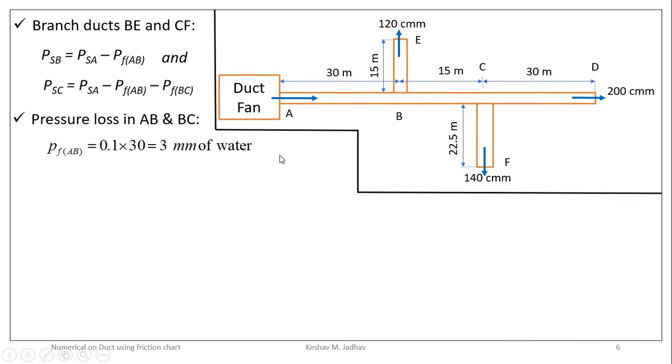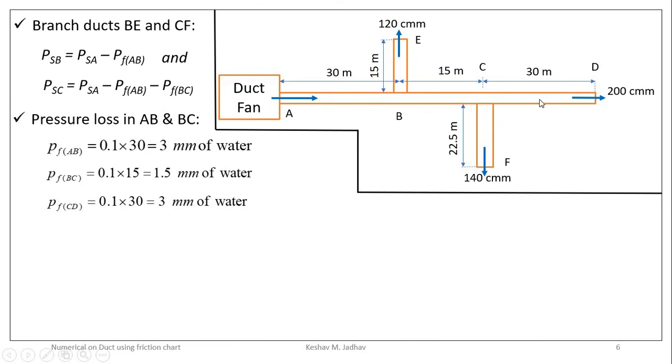So to calculate pressure loss due to the friction in section AB, we have pressure loss per meter length of duct into length of that duct. Length of this duct AB is equal to 30 meter and frictional pressure loss per unit length is equal to 0.1 mm of water. So pressure loss due to the friction in section AB is equal to 0.1 into 30, which is equal to 3 mm of water. Similarly, pressure loss due to the friction in section BC is equal to 0.1 into length of that duct 15 meter. So pressure loss is equal to 1.5 mm of water.